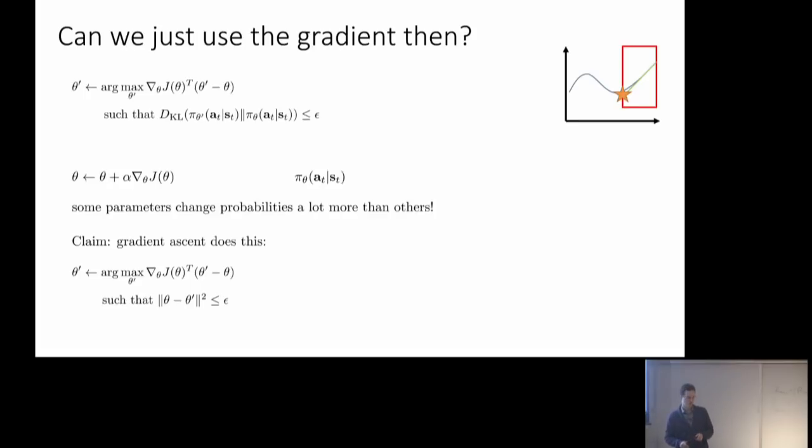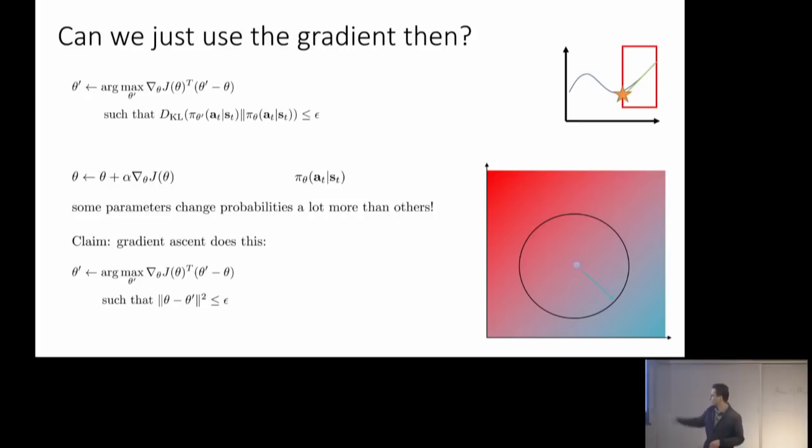Why does gradient ascent do this? Well, graphically the intuition is that you have some circle in your parameter space, you have some gradient direction, and it's just going to drive you to the edge of that circle. If you crunch through the math, the solution to this optimization problem is just to set theta prime to be theta plus some step size times the gradient, and the step size is whatever will put you on the edge of the circle. So the step size is just epsilon divided by the length of the gradient.